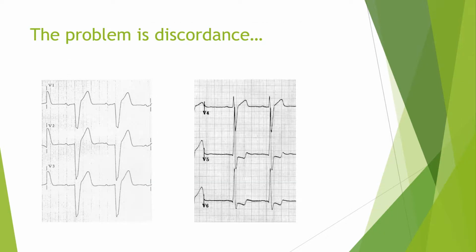Okay, so again, the problem is discordance. When your T waves are upright and your QRS is downwards, you are going to have a little bit of ST elevation. And the same goes true for the opposite. If you have T waves that are downward deflected in an upright QRS complex, you will get some ST depression.